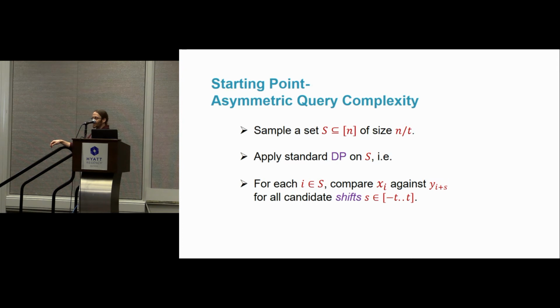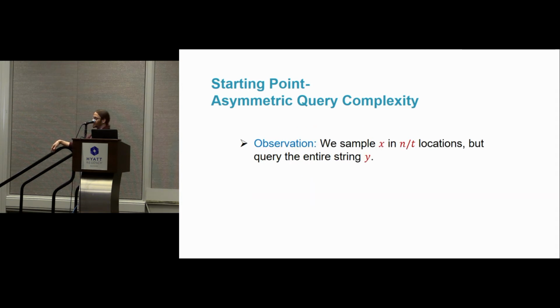So what do we mean by that? For each row in the sample set of rows, we have to compare x_i against y_{i+s}, where s is all the candidate shifts. So if we are talking about distances which are up to t, then the candidate shift could be between minus t and t. Okay, so this is the first thing. If you think about the problem for 5 minutes, maybe that's the first thing that you are trying to do. So what happens with this algorithm?